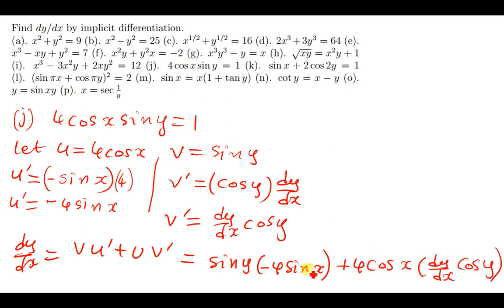So now we can replace this expression after simplifying it. When you simplify it, we'll have something like this: negative 4 sine x sine y, then plus this part will be dy dx, then we have 4 cos x cos y.